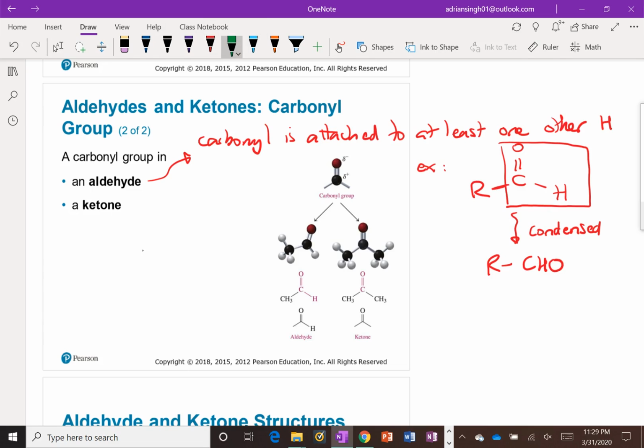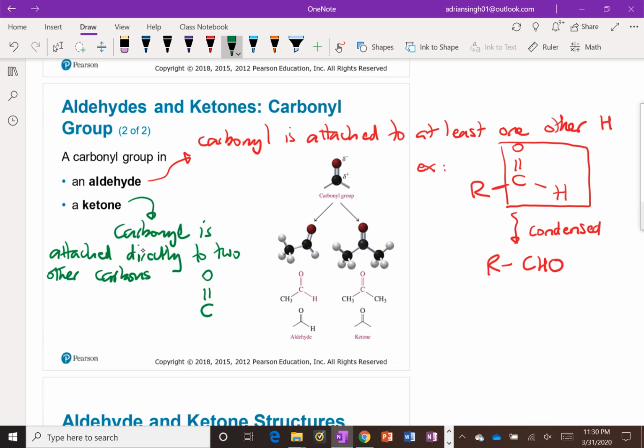For a ketone, what we're going to see is that the carbonyl, the C double bond O, is attached directly to two other carbons. In other words, the carbonyl, the C double bond O, is sandwiched between two carbons on either side, and we can represent those carbons as just R groups. All right, and that's what we look for to identify our ketone functional group.